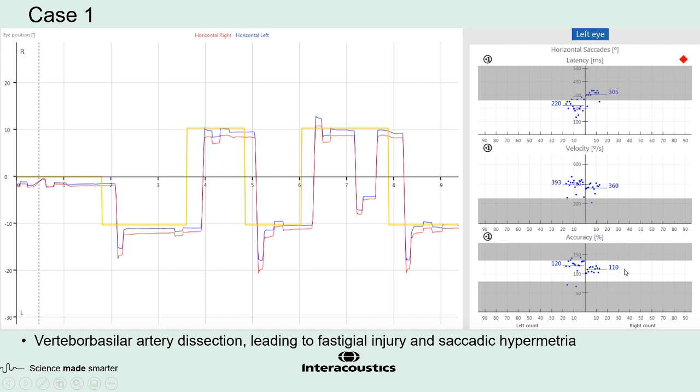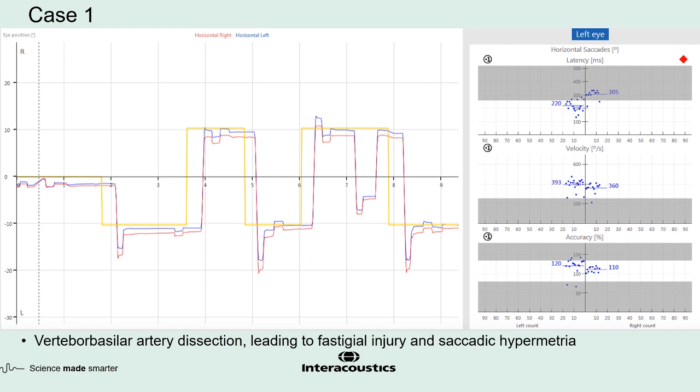Overshoot is always pathological. When she does saccades to the right, she's overshooting by 10%. When she does saccades to the left, she's overshooting by 20. So again, her saccades to the left massively overshoot. Her saccades to the right, some of them are okay, some of them are a little bit overshooting. All of them are going inappropriately to the left.